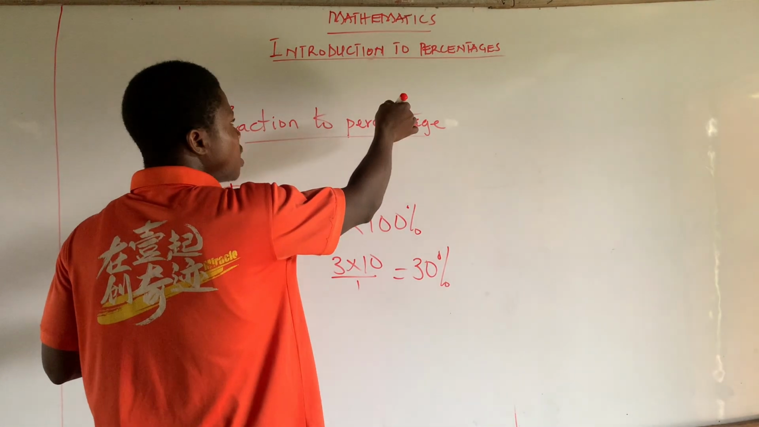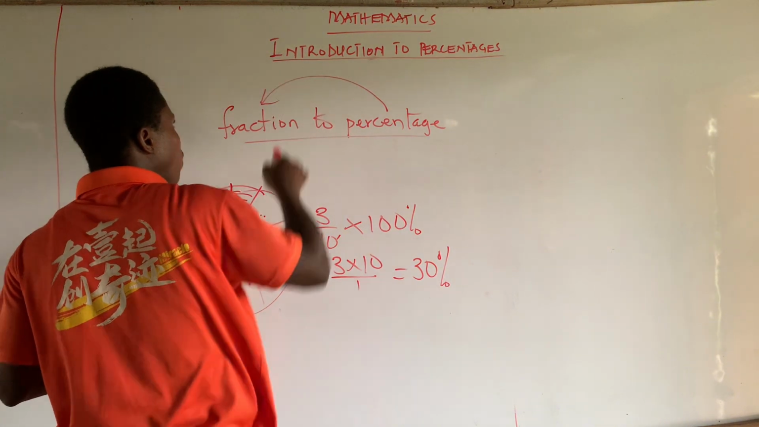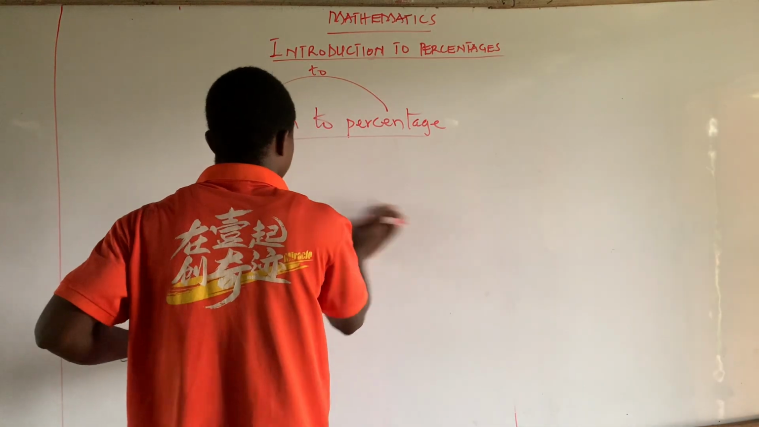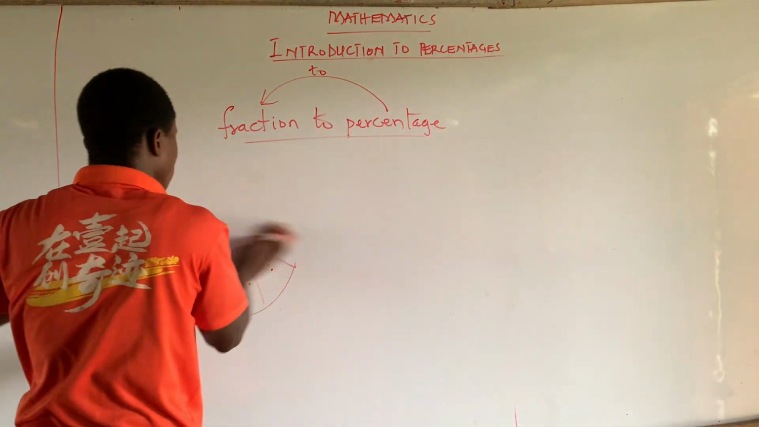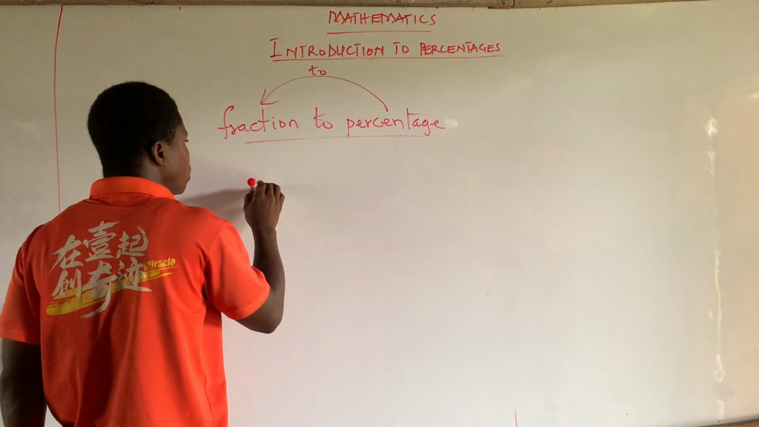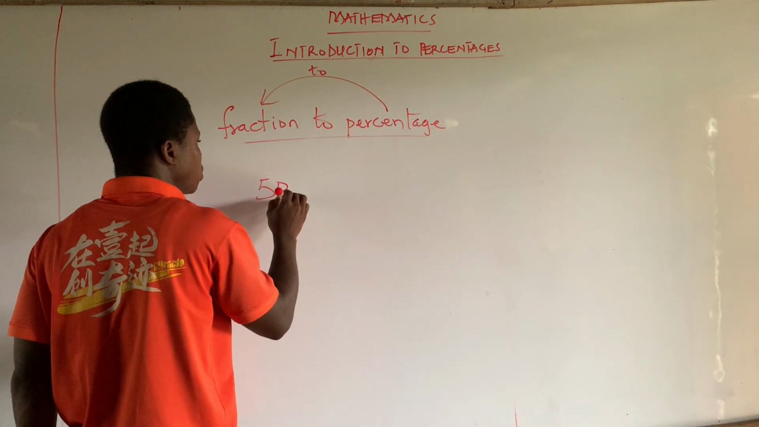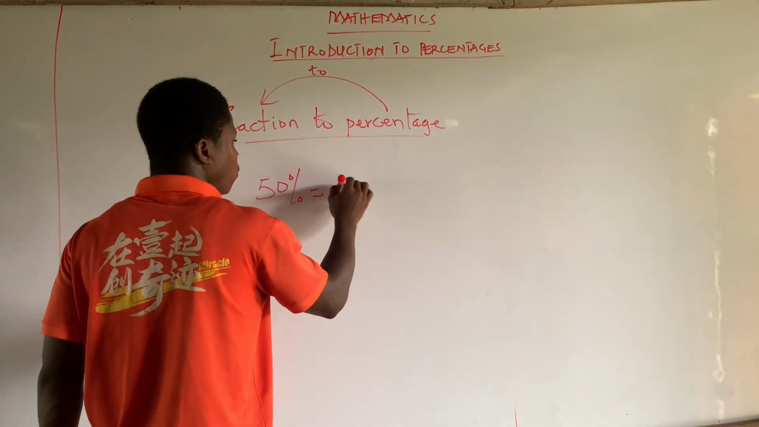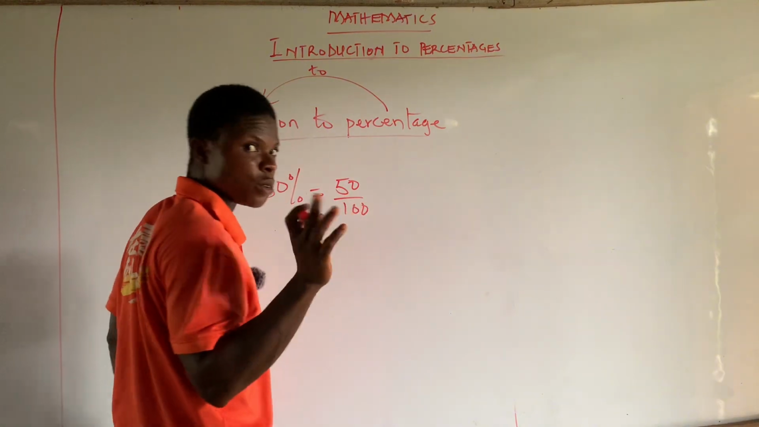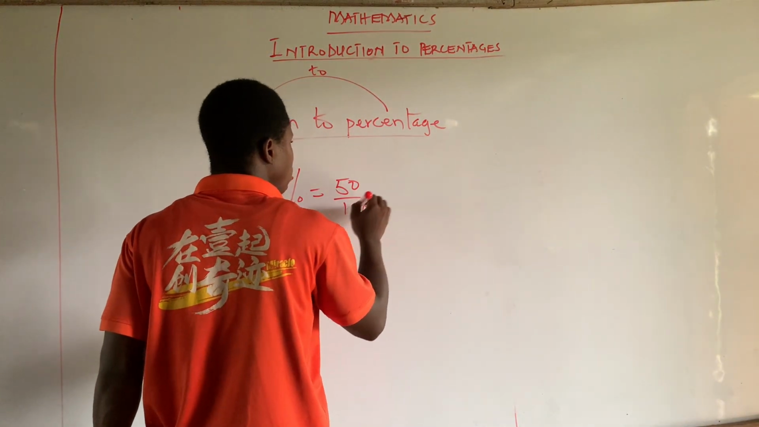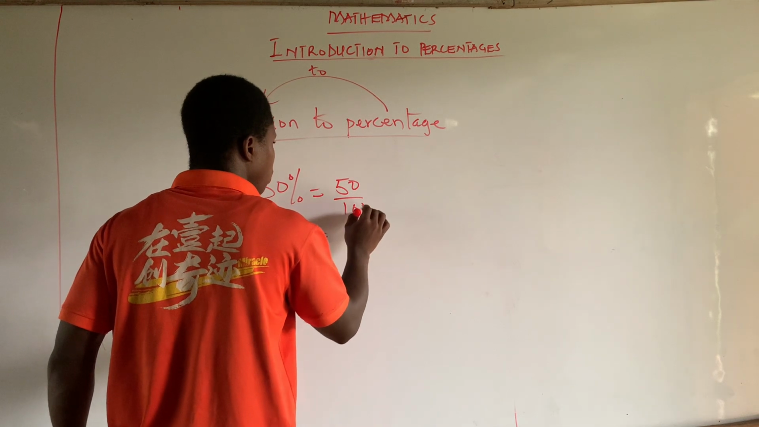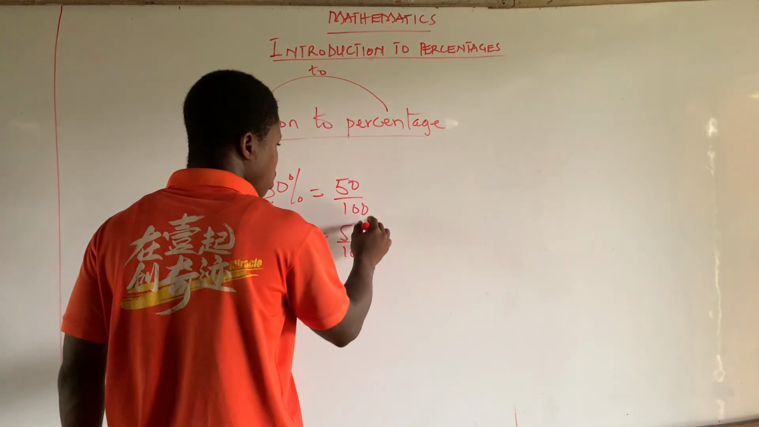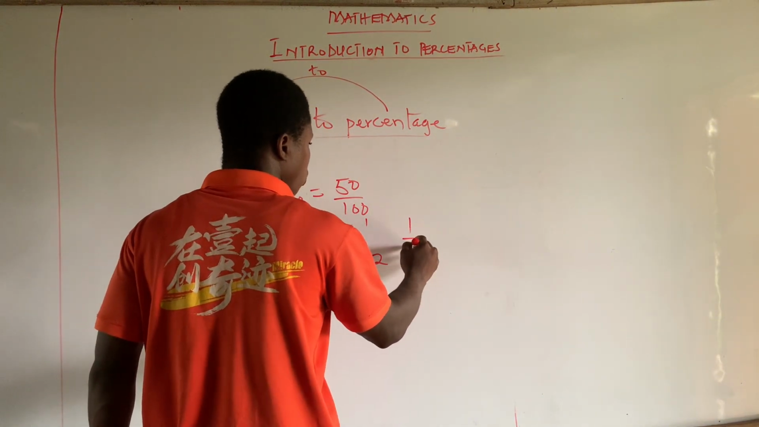Let's take it from percentage to fraction. We are going to reverse this, from percentage to fraction. 50% of something is 50 out of 100. In fraction form, cross out the zeros, 5 out of 10. 5 goes here once, and here twice. So 1 out of 2.